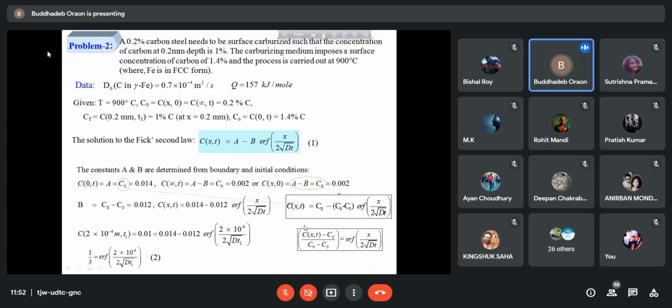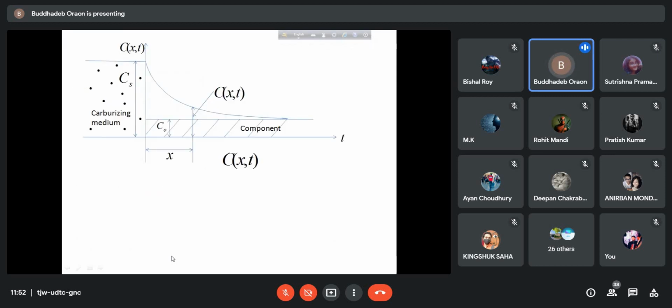So what will be the expression of error function? The expression of error function will be something like this, where we have everything known on the left hand side. Cs is known, C0 is known, C(x,t) is known. So if we put these values, our equation 2 becomes like this. So error function of something equals 1/3. It is coming as 1/3.